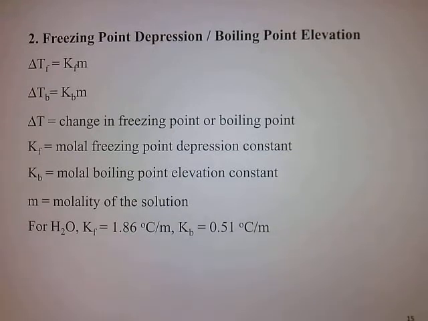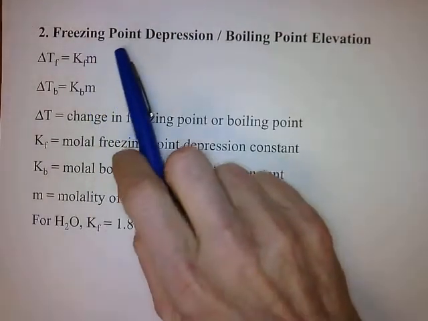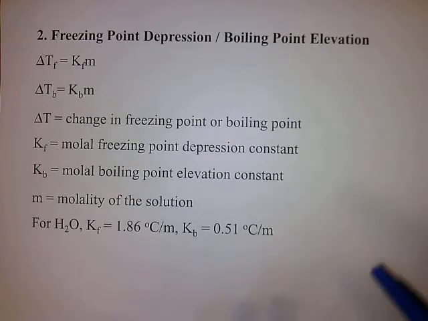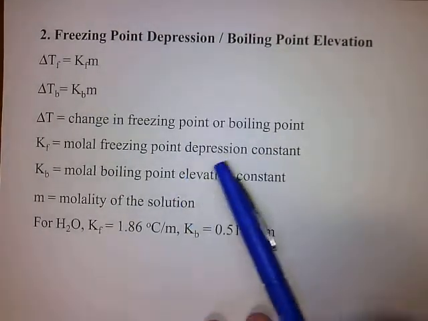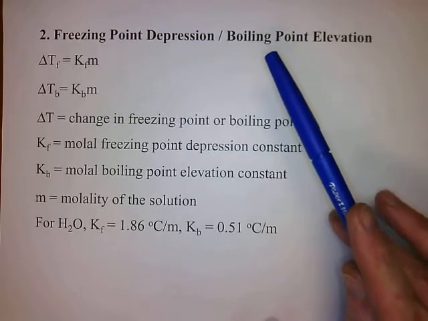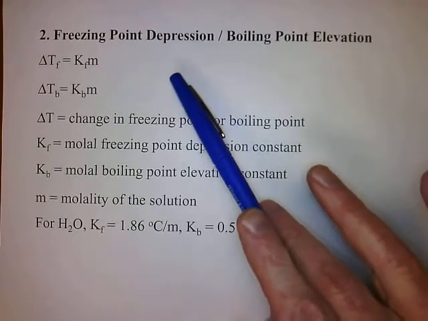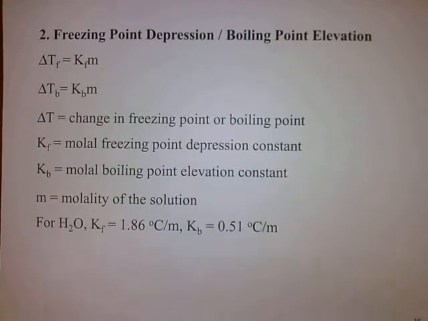This is going to be our third video on solutions. In the last video, we started to talk about colligative properties. We talked about vapor pressure lowering, how when you dissolve a solute in a solvent, you lower the vapor pressure of the solvent. The next colligative properties that we're going to talk about are freezing point depression and boiling point elevation. When you dissolve a solute in a solvent, you depress the freezing point.